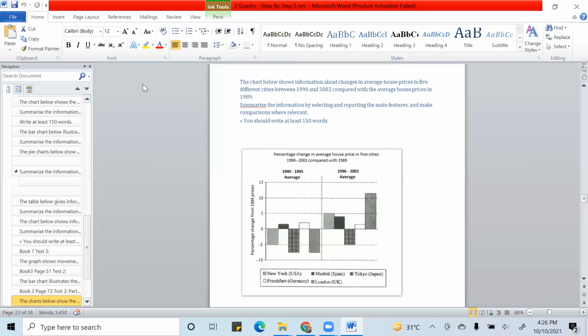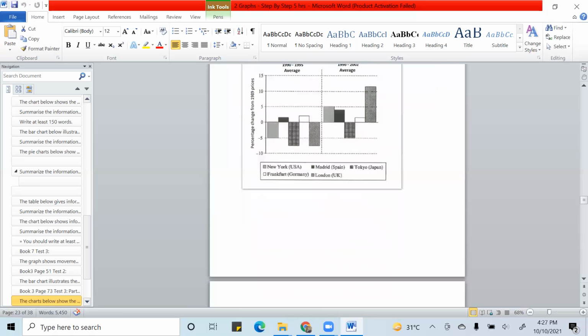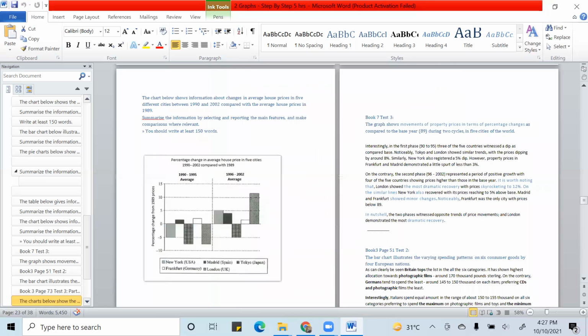Then you will talk about New York, then Madrid, then Tokyo. Since all four are positive and only one is negative, you'll talk about all four first, and in the end you will talk about Frankfurt. This is how the answer is. You can read the answer, that will give you an idea.